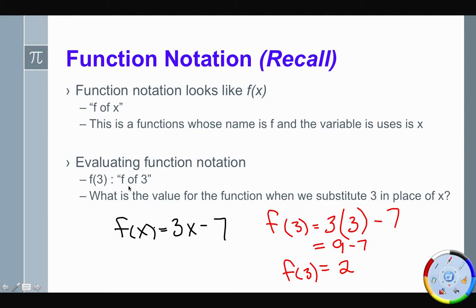So you always have to remember that this is f of 3, not f times 3, and this is f of x, not f times x. This is a notation that we use in every level of mathematics above Algebra 2.